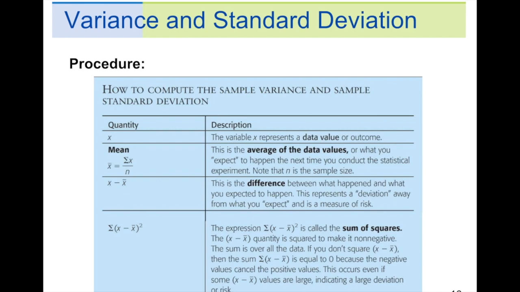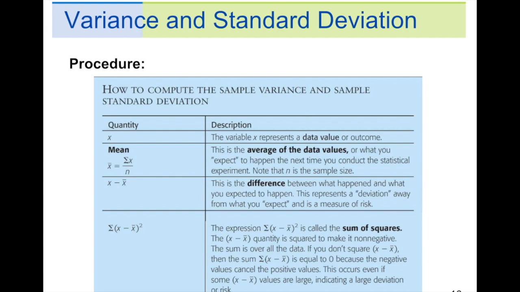Then you need to find the deviation of the mean, the difference. So in this case, we say x minus x-bar. So x is one of the data values, and x-bar is the mean. So you take a data value, subtract the mean, and do it for every data value.